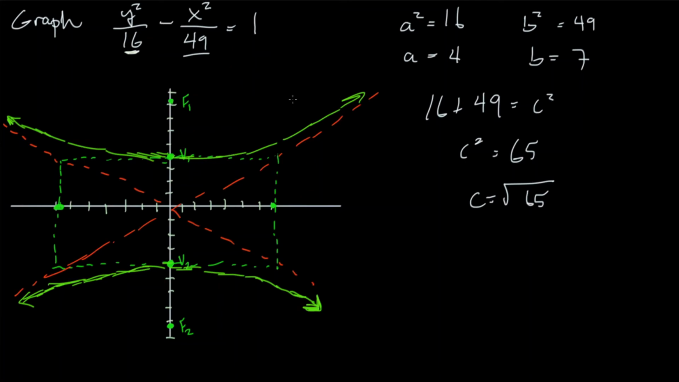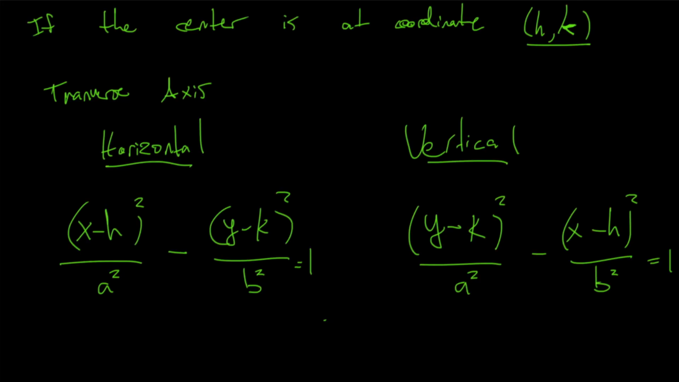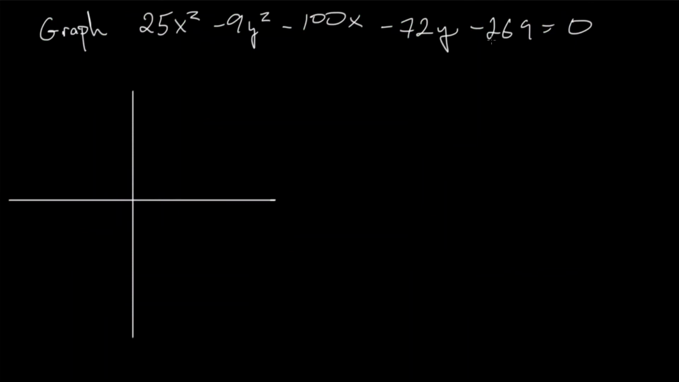I'm just going to do a basic one. I'll leave that stuff for you guys to play around with. Let's go ahead and look at a hyperbola with non-zero, zero center. So let's jump into an example. I want you to graph this thing. 25x squared minus 9y squared minus 100x minus 72y minus 269 equals 0.